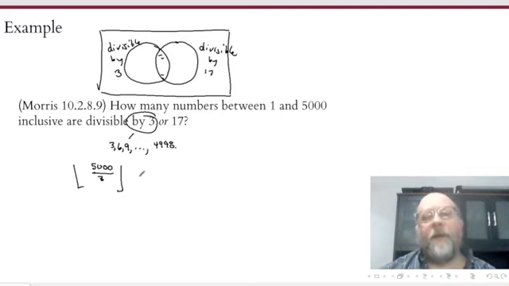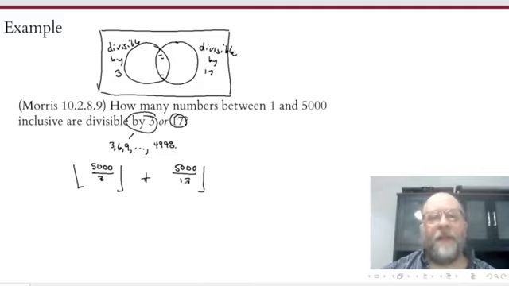All right. We're still working on one at a time, taking now the 17. So we will do 5,000 divided by 17 and drop any fraction that we get. And now we'll take the numbers 2 at a time. We're going to subtract, and we're going to look at the numbers that are divisible by both 3 and 17 now.